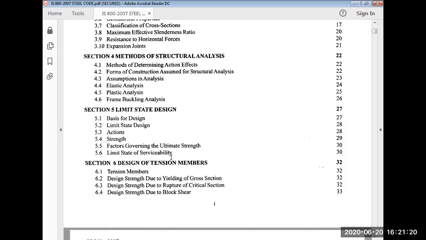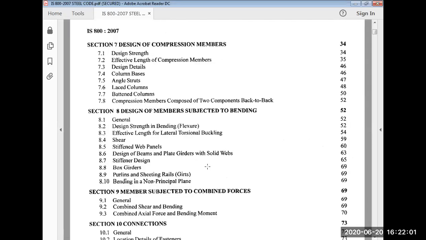Then Section 6, design of tension member, our unit number 3. So unit number 3 of our syllabus is design of tension member. All the procedure, how to design the tension member, is given in this IS code. What is a tension member? Design strength due to yielding, design strength due to rupture, and design strength due to block shear. So a tension member may fail due to yielding, rupture and block shear. How to calculate the design strength for yielding, rupture and block shear is given in the tension member section, unit number 3.